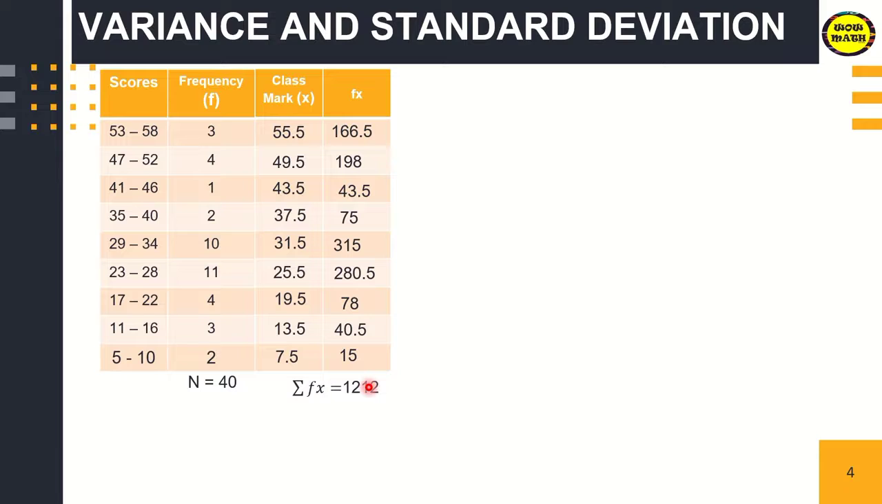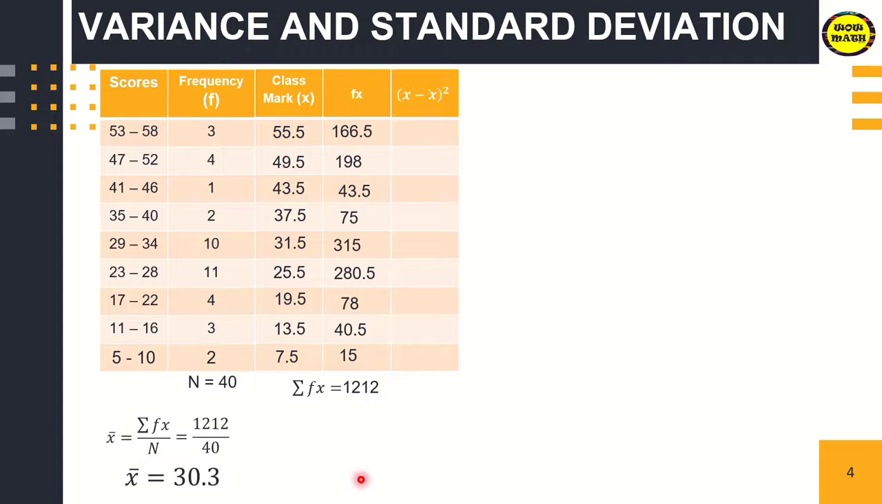So bakit kailangan natin i-add to? Para makuha muna natin yung mean value natin. So to get the mean, that is the summation of fx over n. So, substitute lang natin. So, yung summation fx natin is 1,212 divided by 40. So, the value is 30.3. So, saan natin gagamitin itong mean value? So, sa next column natin. Ibig sabihin nito, yung x natin, which is the class mark, minus the mean. Then, yung sagot nila squared natin. Okay, let's start.